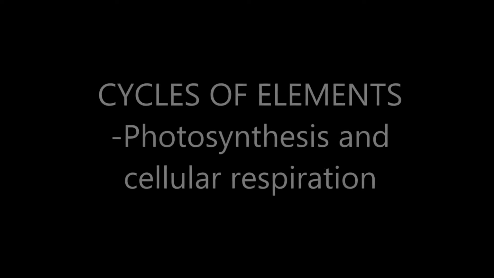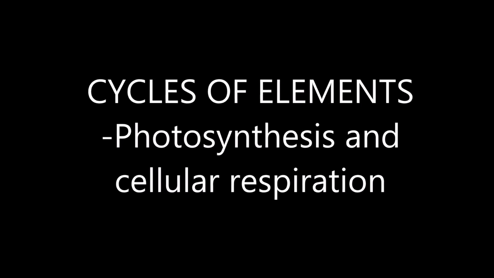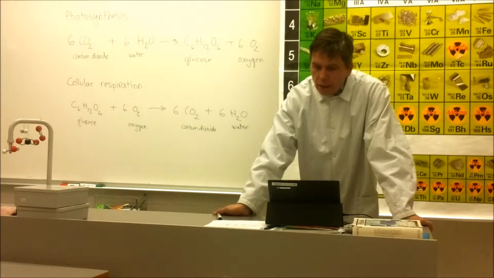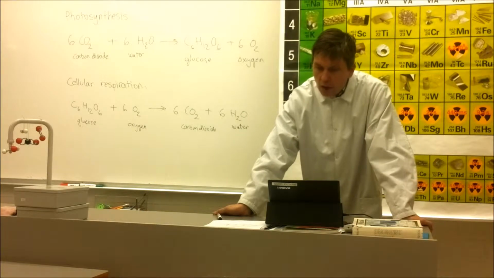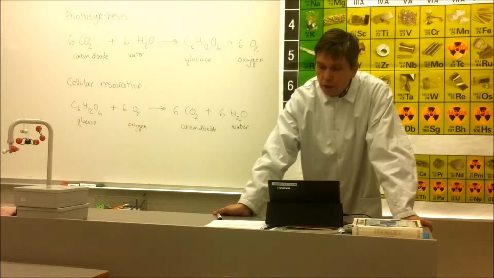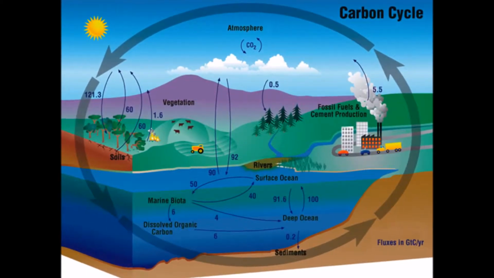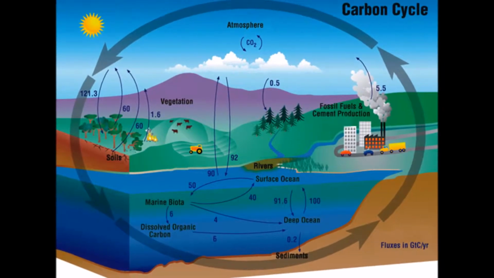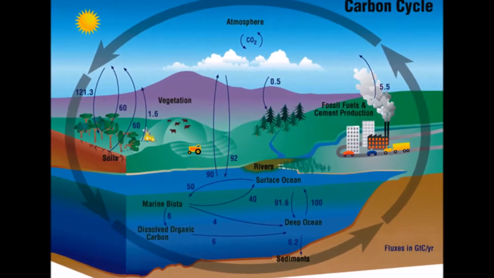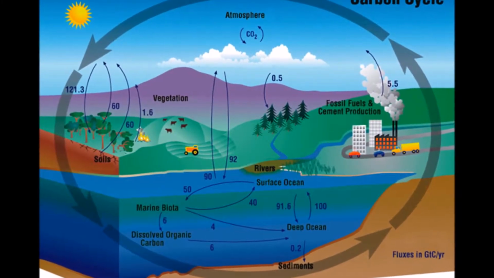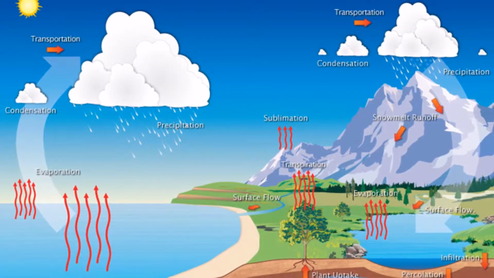Lesson 2. Cycles of elements, photosynthesis and cellular respiration. The vital elements oxygen, carbon, nitrogen and hydrogen are in continuous movement on Earth. The water cycle and carbon cycle move these elements from living organisms, animals and plants, through air and water to below the surface of the Earth.